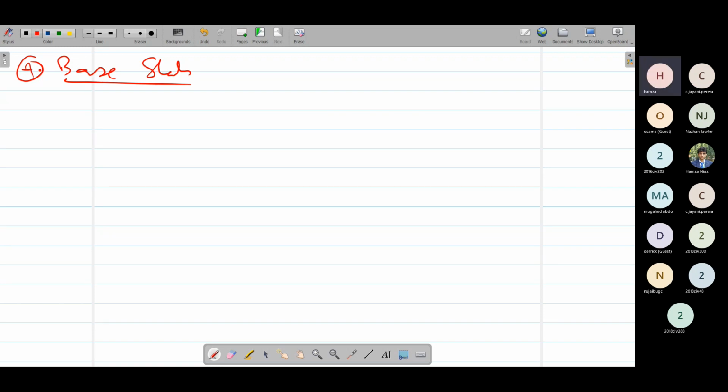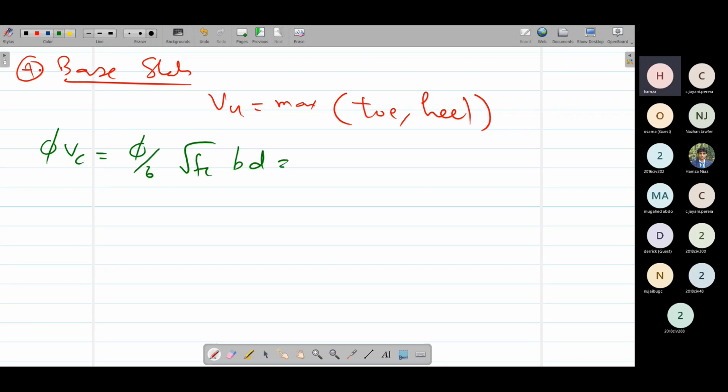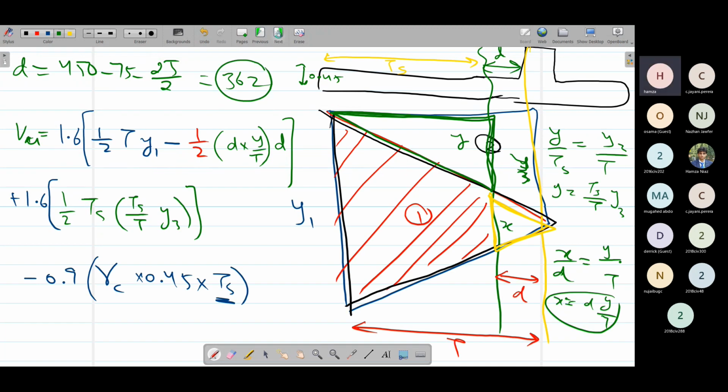Okay, so the last portion for this is base slab. For base slab, we are going to use VU as maximum of toe and heel. So whatever the applied shear of toe and heel was, we are going to take its maximum, and we are going to calculate its shear capacity as phi VC is equal to phi into 1 over 6 under root fc dash into b d. Remember this formula. So phi we have 0.75, 1 over 6, under root 20, b we have 1000, into d we have 362. This one is 362.